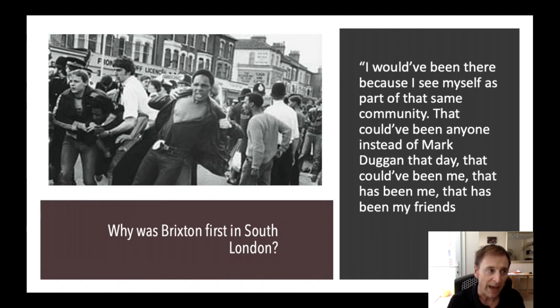And this identification with Tottenham meant that they felt the same anger as Tottenham people about the injustice of the killing of Mark Duggan. And I've got a quote to illustrate some of this. "I would have been there because I see myself as part of that same community," meaning in Tottenham. "That could have been anyone instead of Mark Duggan that day. That could have been me. That could have been my friends."